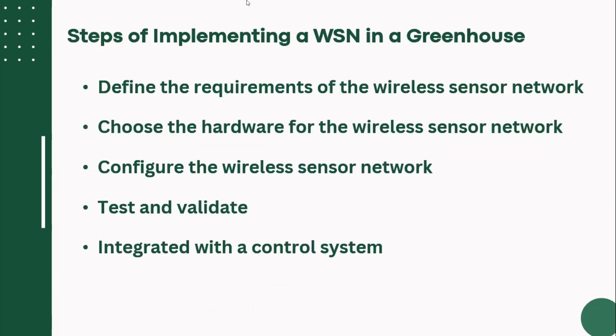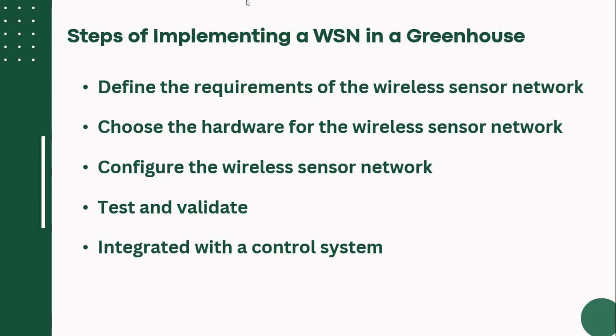Could you please move to the next slide? Okay, the steps. Implementing a wireless sensor network in a greenhouse involves several steps. The first step is to define the requirements of the wireless sensor network, which includes identifying the types of sensors needed to measure the environmental parameters and determining the desired level of accuracy and precision. Then we move to selecting the hardware for the wireless sensor network, which includes selecting the types of sensors, wireless communication protocol, microcontroller, and the power supply.